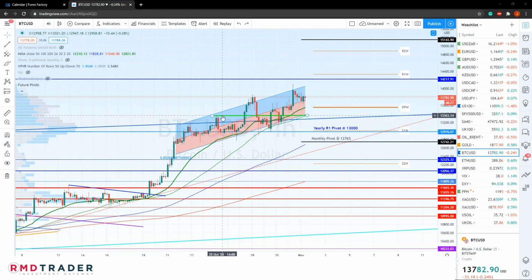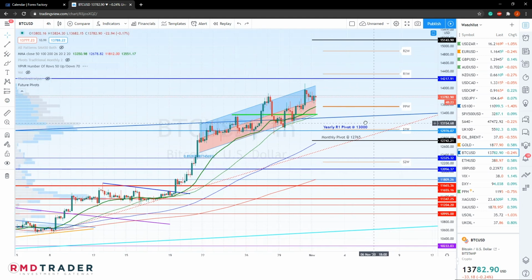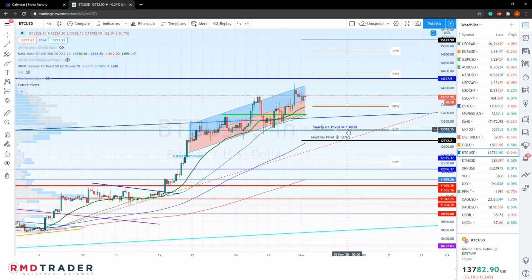That would be followed by 13,320, and that is where it will probably meet up with this area again, that important 13,365 area. There are some more areas of support, including yearly R1 pivot at 13,000 and also the monthly pivot at 12,765. So all of these are strong areas of support, and I believe that the strongest one of these would of course be this monthly pivot, as that also coincides with the current lower diagonal of the larger picture bullish channel.